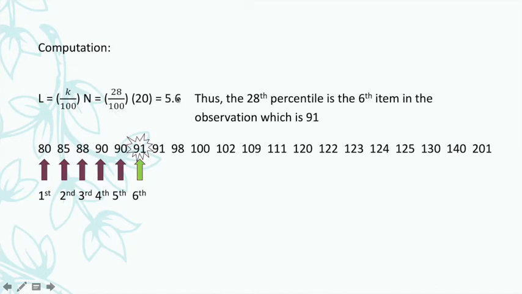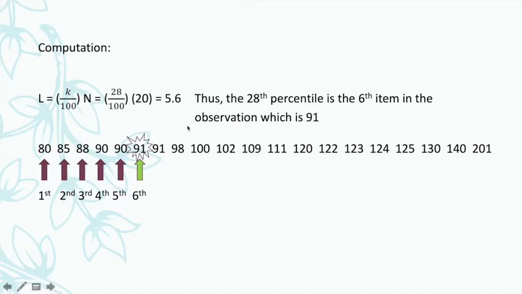And according to step 4, if L is not a whole number, so this is not a whole number, this is in decimal form, then the kth percentile is the next integer, which is 6, or the 6th item, or the 6th term.